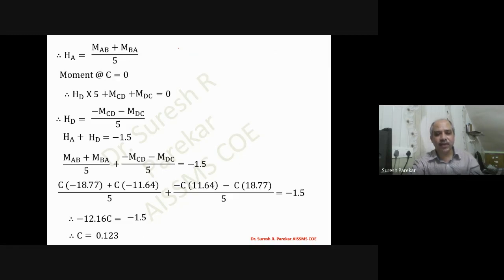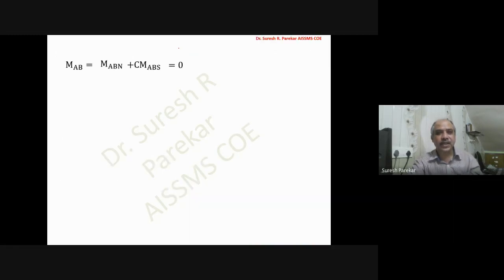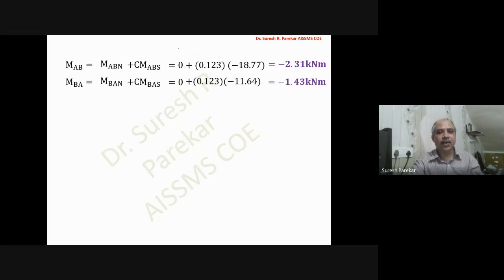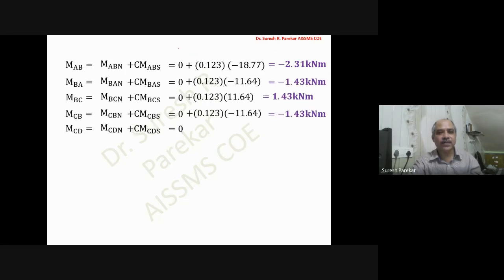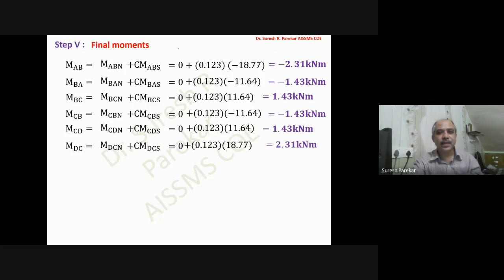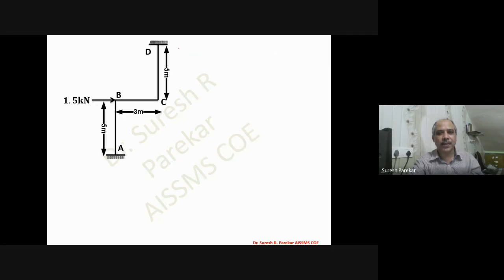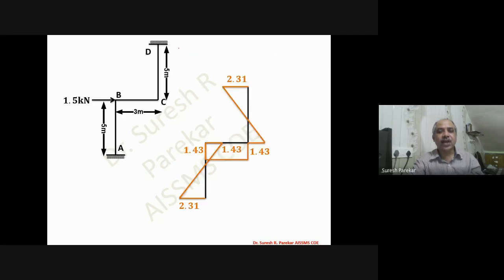Once I know this value of C, I can put it in the equations of MAB, then all these equations, which will give you final moments. So I have these as final moments for all these members. So we have this step 5, which will be my final moments. And once I know these values, I can plot the bending moment diagram. This will be no simply supported bending moment diagram because no load between the joints. So I have only the bending moment diagram due to your final moments.